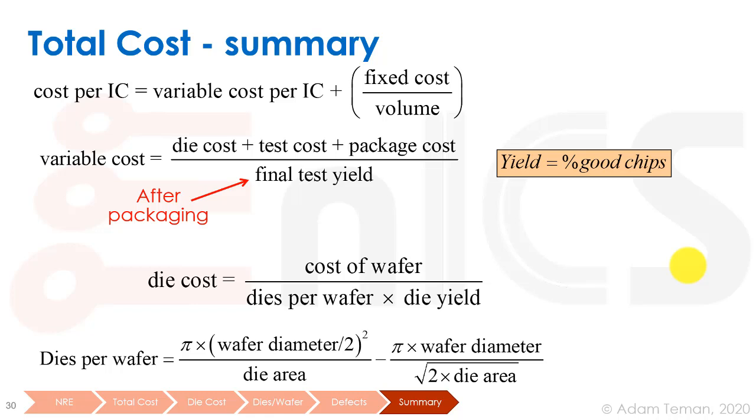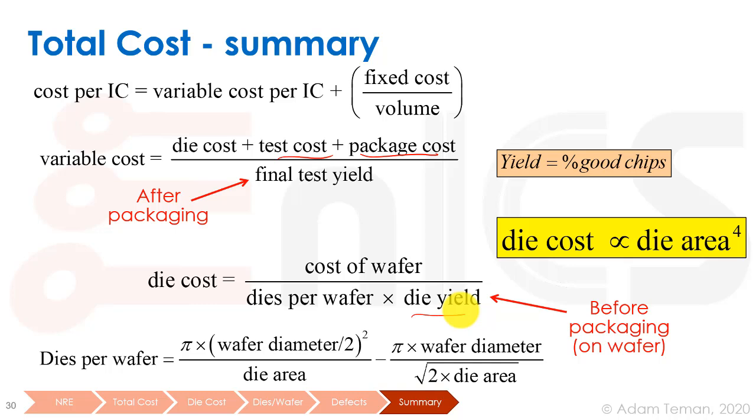Remember the two types of yield that we're discussing here. This one up here is after packaging, so we already paid for the package and the final testing on the tester, versus this one, which is before packaging. This is just testing for defects, whatever we can do at the level of the wafer with the probe station.